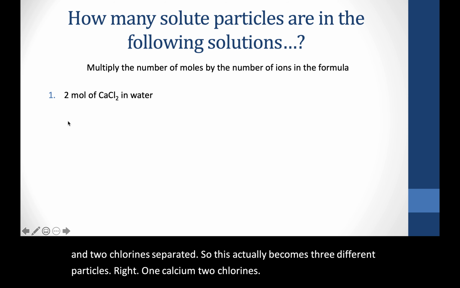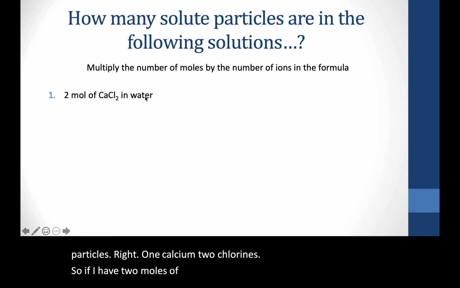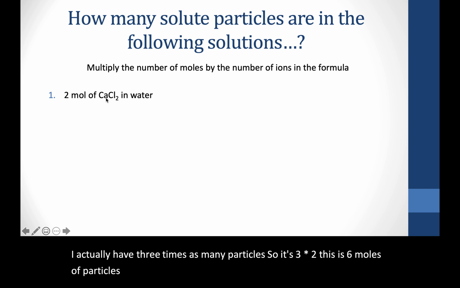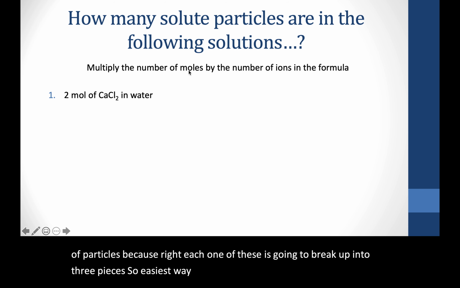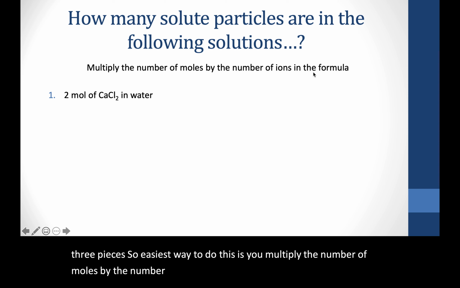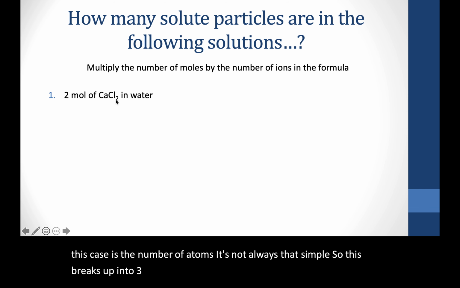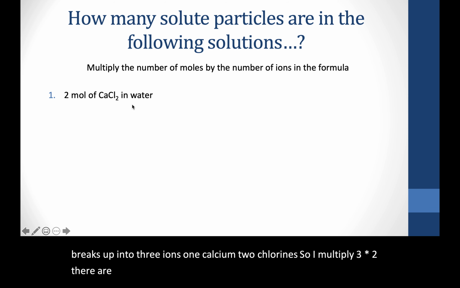So if I have 2 moles of calcium chloride in water, I actually have 3 times as many particles. So it's 3 times 2. This is 6 moles of particles because each one of these is going to break up into 3 pieces. The easiest way to do this is to multiply the number of moles by the number of ions in the formula, which in this case is the number of atoms. It's not always that simple. So this breaks up into 3 ions, 1 calcium and 2 chlorines. I multiply 3 times 2. There are 6 moles of particles.